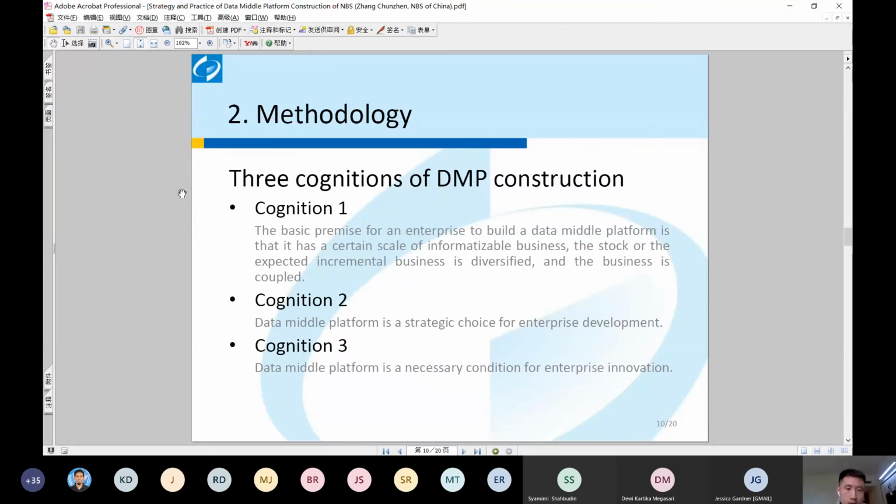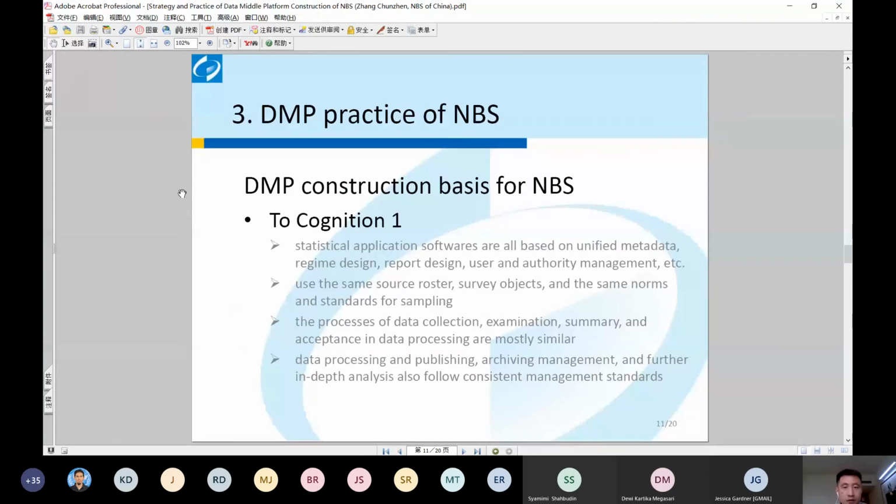Corresponding to the 3 cognitions, NBS has satisfying conditions as follows. First, to cognition 1. Statistical application softwares in NBS are all based on unified metadata, regime design, report design, user and authority management. And second, they all use the same source roster, survey objects, and the same norm and standard for sampling. And third, the process of data collection, examination, summary, and acceptance in data processing are mostly similar. And fourth, data processing and publishing, archiving management, and further in-depth analysis also follow consistent management standards.